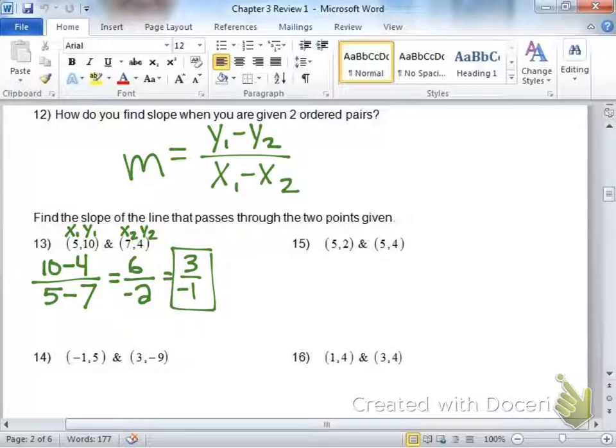And if you want to keep the 1, I've said it a few times, I'm sure I'll say it a few more times: I always keep slope as a fraction. It's just the way I'm used to doing it. So I'm going to leave it 3 over negative 1. Questions?